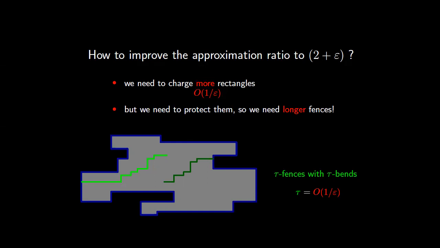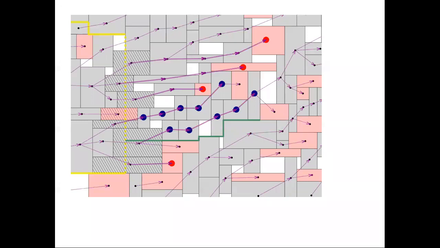And because we use longer fences and we will cut through the fence, we need more sides also. Okay, so let's use tau as the length of the fences. Basically, we will use fences like this that are monotone and use tau bands. And we will take tau as 1/epsilon, or some constant. There is some big constant there, but it's not important. Okay, so this is an example.